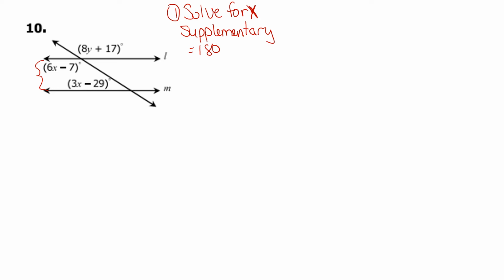So we're going to take those two measurements, 6x minus 7 plus the other angle of 3x minus 29, and set them equal to 180. You want to combine your like terms, so 6x plus 3x would give me 9x. I then want to take my negative 7 and my negative 29 and combine them, and that would give me a negative 36 equals 180.